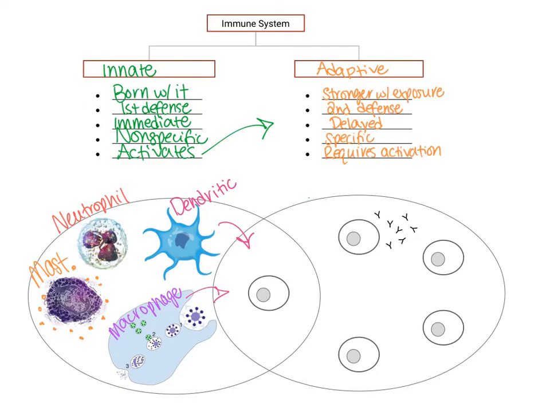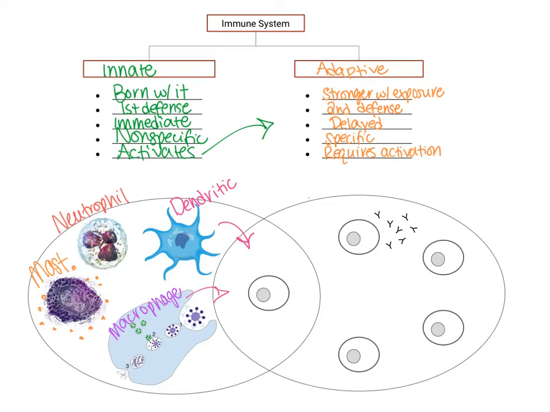So let's go over the descriptors of the adaptive immune response. The adaptive immune response gets stronger due to exposure. So this is why, for example, kids who are raised in environments where they play outside, they play in the dirt, they're exposed to other kids, their immune responses are actually stronger than kids who did not get dirty or were not exposed to other kids because they've been exposed to more types of pathogens.